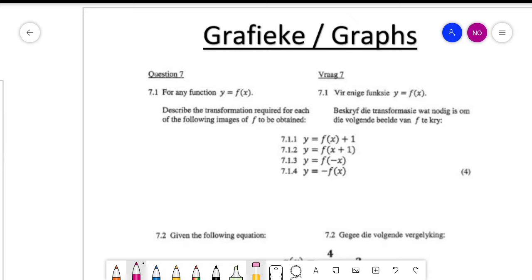But when the number is with the x, then it means it's moving left or right. Now remember, for an up or down translation, it's, I almost want to say that the way that it is. If it's positive, it moves up. If it's negative, it moves down. But for left or right translation, you have to go and swap it around.